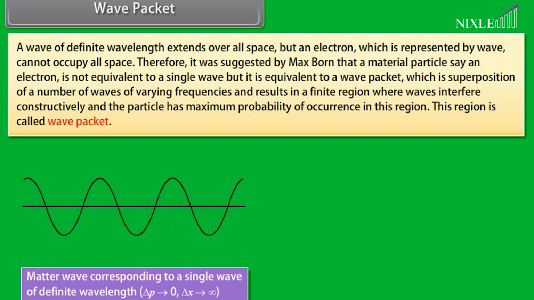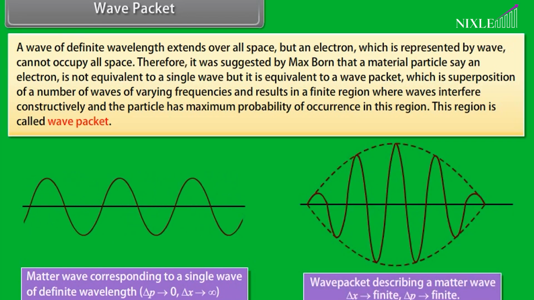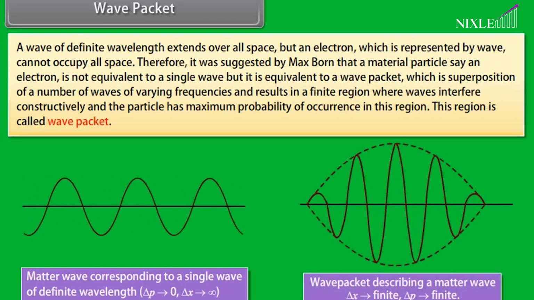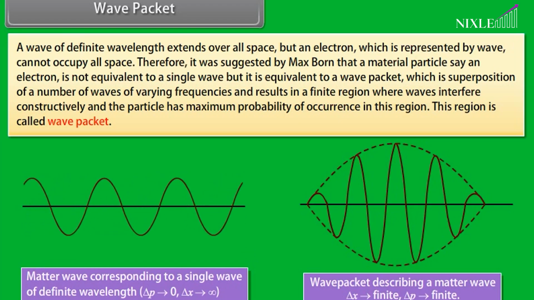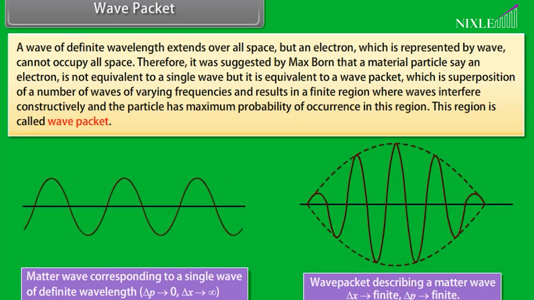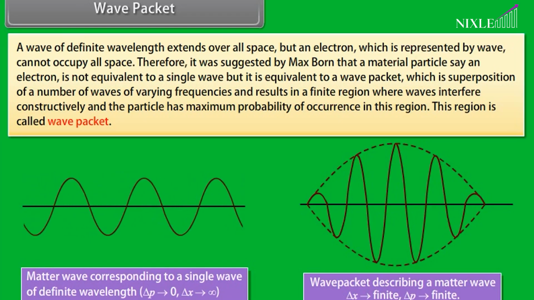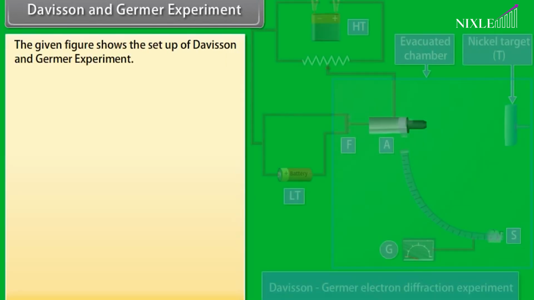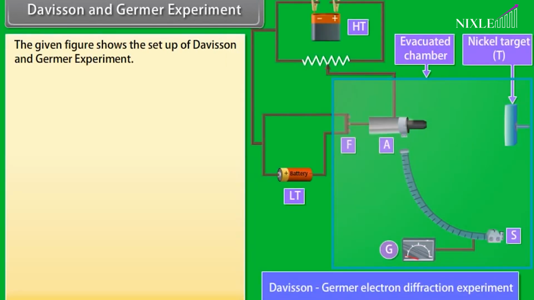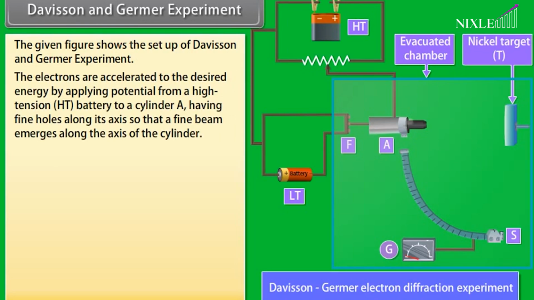Davisson and Germer experiment. The given figure shows the setup of the Davisson and Germer experiment. The electrons are accelerated to the desired energy by applying potential from a high-tension HT battery to a cylinder A having fine holes along its axis so that a fine beam emerges along the axis of the cylinder.